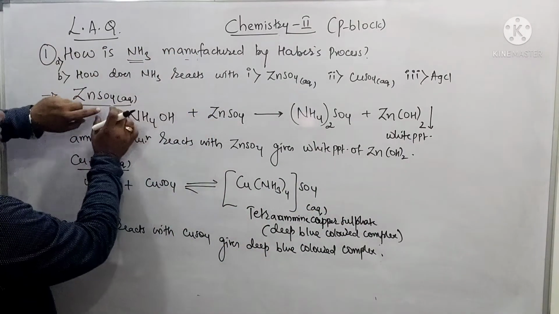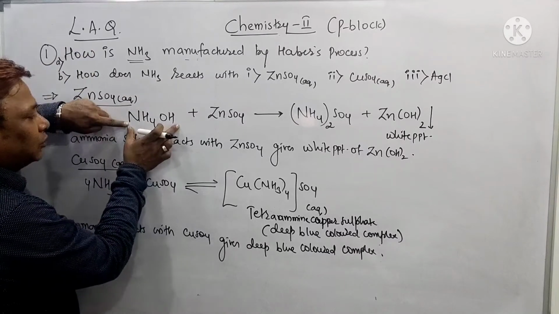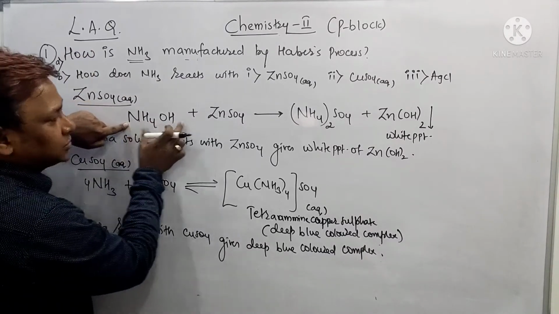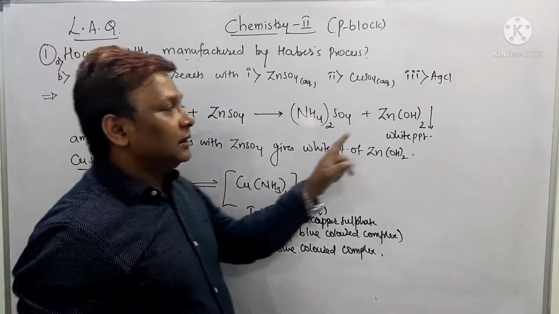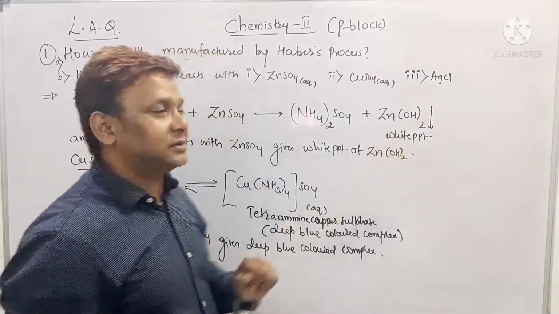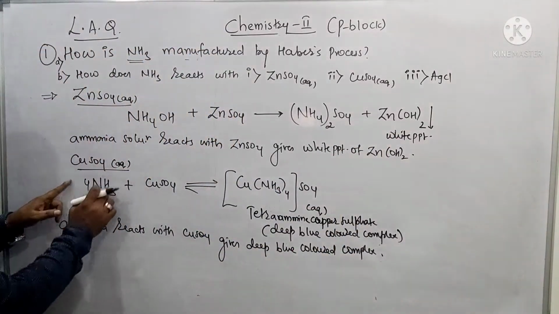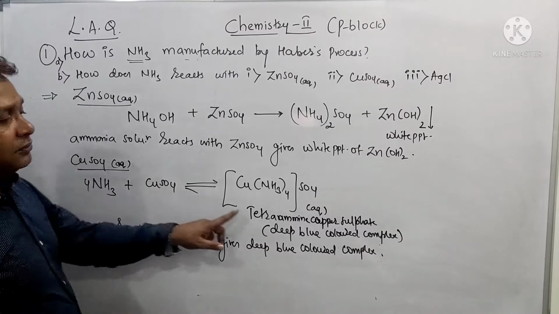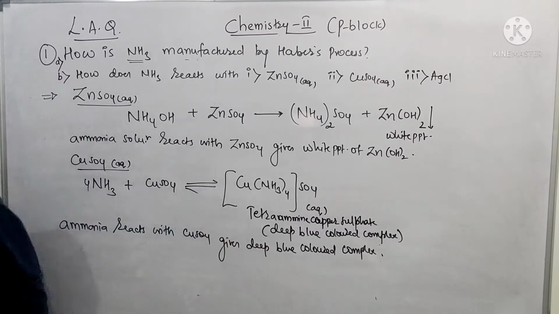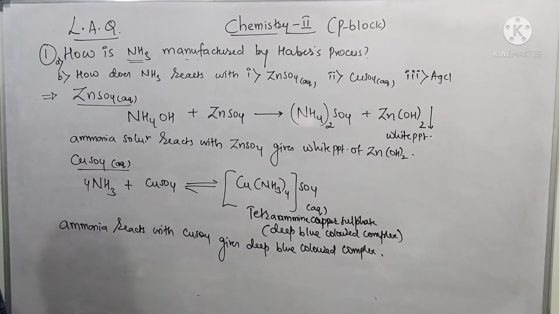Beta, ammonia reacts with ZnSO4. Instead of ammonia, write the ammonia solution NH4OH on reacting with zinc sulfate. It gives rise to white precipitate of zinc hydroxide. Beta, ammonia reacts with copper sulfate, it forms a deep blue colored complex. And the third one, beta, is the reaction of ammonia with silver chloride. You know, beta, it also gives rise to a colorless complex compound.